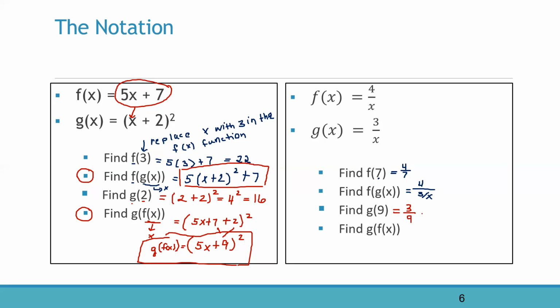This is a good answer. If you would like to, you may simplify that. And so 3/9 is the same as 1/3. But simplifying is not required. Now I'm to find g of f of x. So again, g is on the outside. That is the function I am to start with.